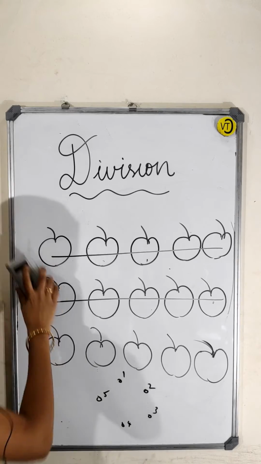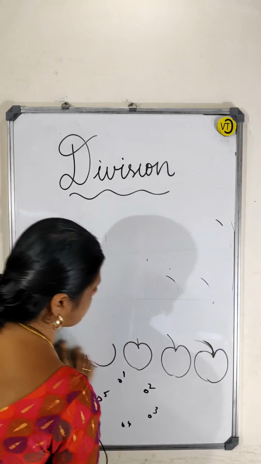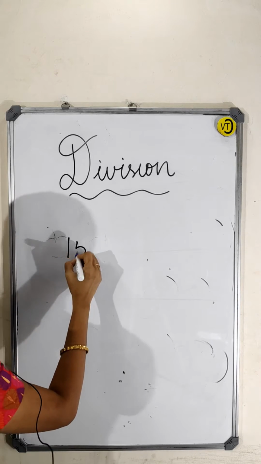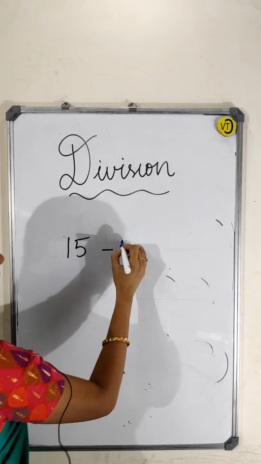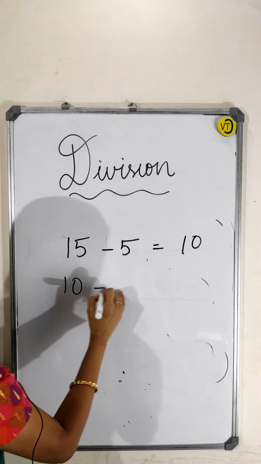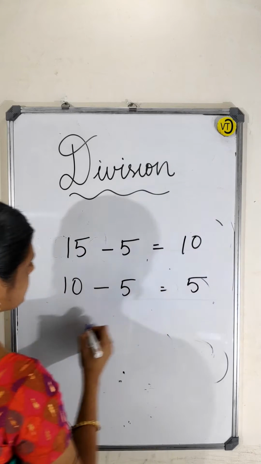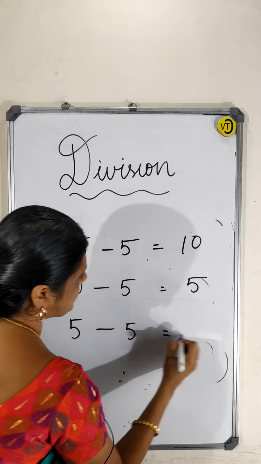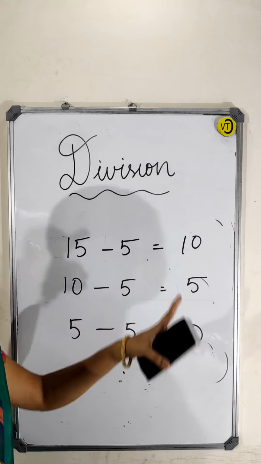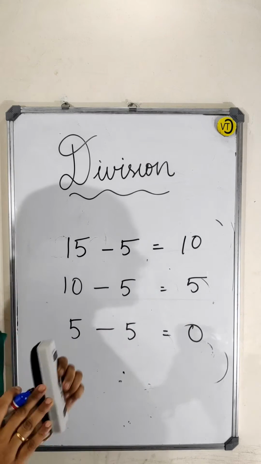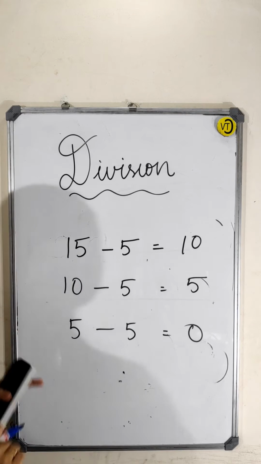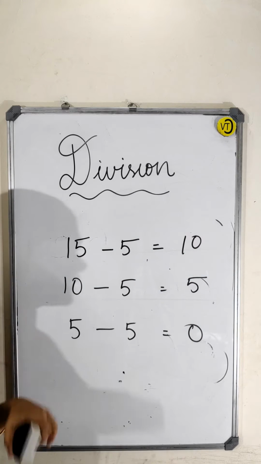So what is happening, I will tell you in expressions. First she had 15 apples. 15 minus 5, how much? 10 apples. Then 10 minus 5 is 5 apples. Then 5 minus 5 is 0 apples. The first time, second time, third time she gave. So we have divided this 15 by 5, 3 times. Right? 3 times you have divided.